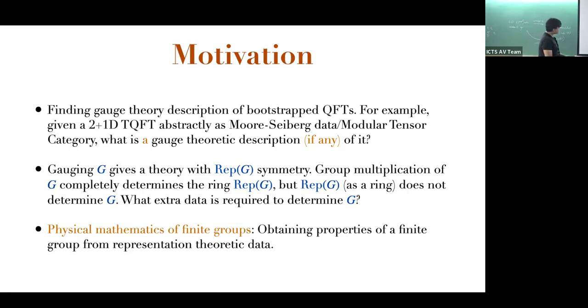So another motivation is doing physical mathematics for finite groups. We will see that the question of determining a group from line operators is closely related to determining a group from the character table, which is something that mathematicians really care about. And when we extend this to include other operators, it will be a generalization of that mathematical question to certain representations that we will study. So it is also interesting from the level of learning about groups from representation theory data. So this is some of the motivation.